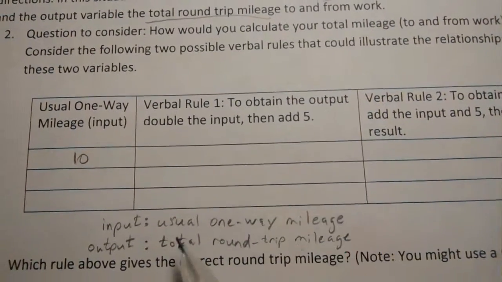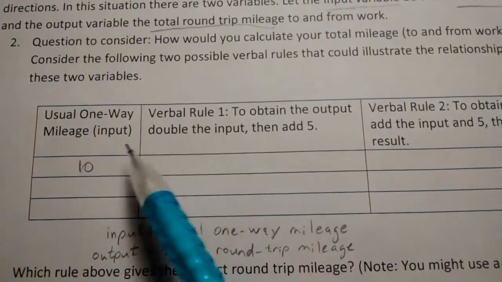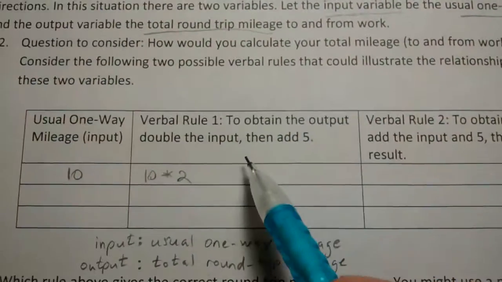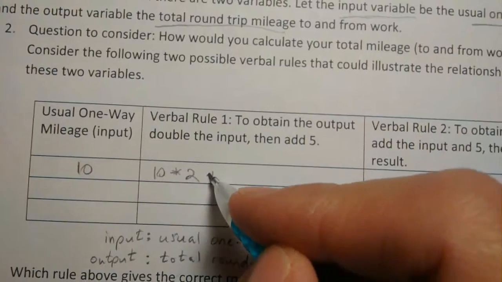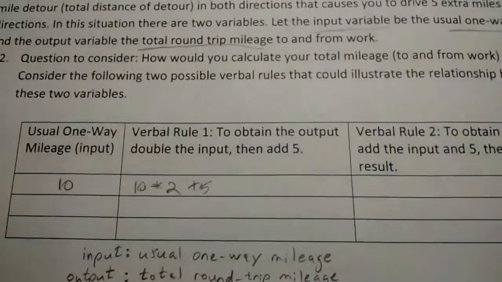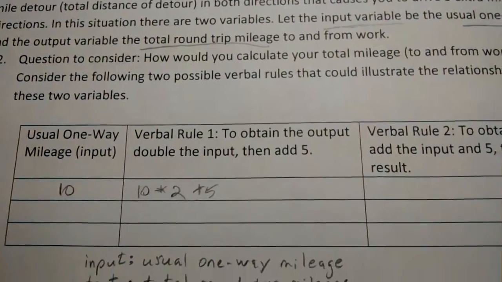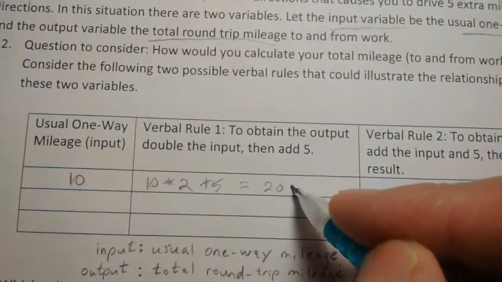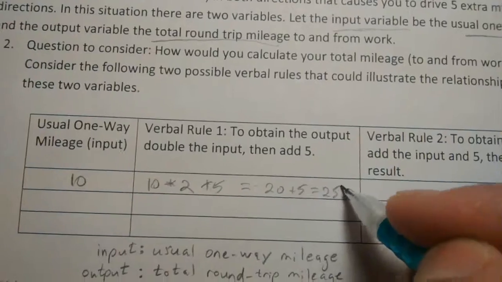To obtain the output, double the input, times 2, and then add 5, because of the 5 additional miles, we could think of it that way. So that's 20 plus 5, or 25.